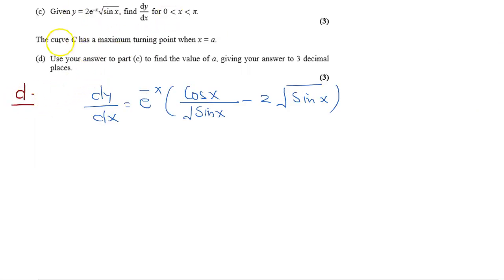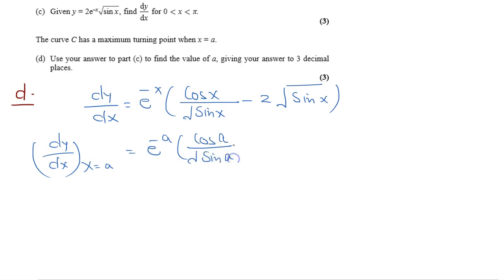Now part D is: the curve C has a maximum turning point when x is equal to a. Use your answer of part C, the answer of part C is dy over dx, to find the value of a, giving your answer to 3 places of decimal. Now dy over dx at x is equal to a will be e to the power minus a, cos a over root sin a minus 2 root sin a.